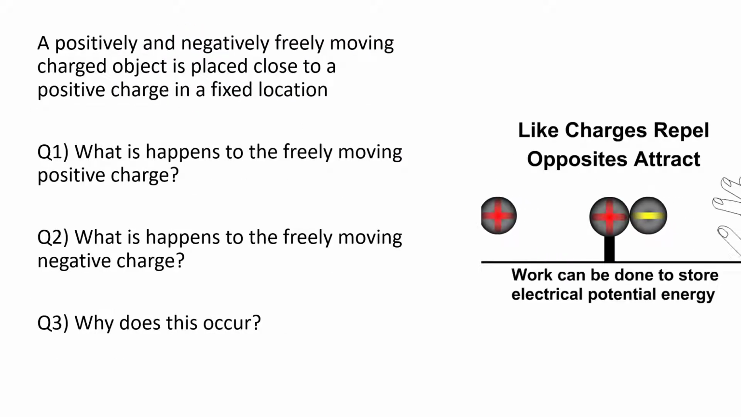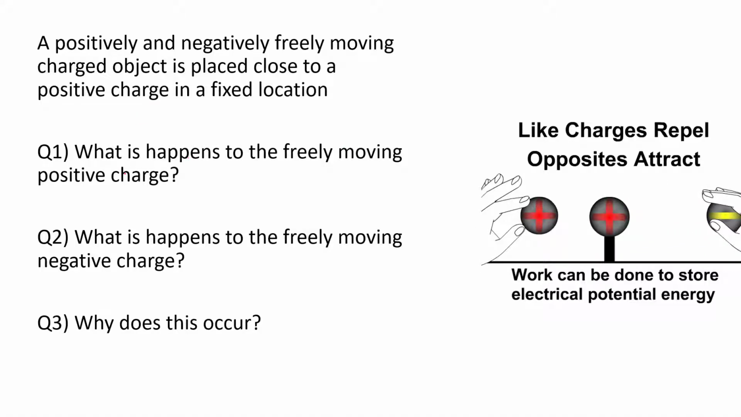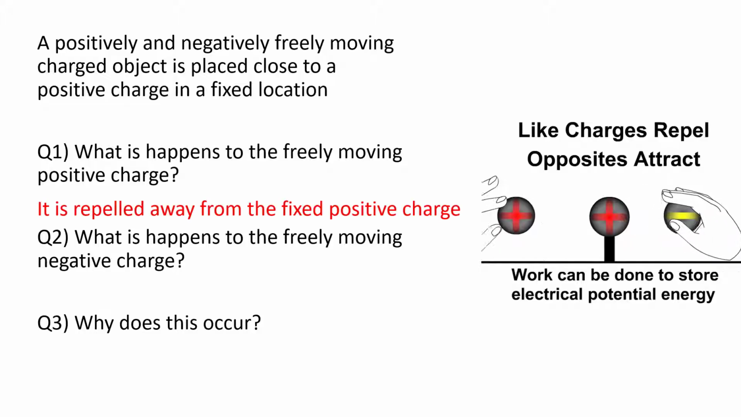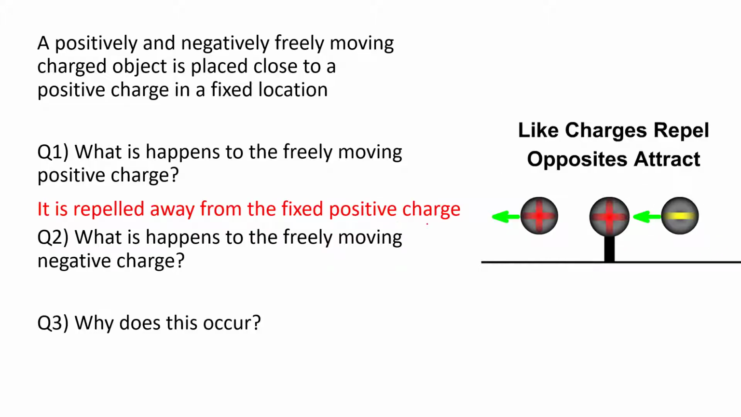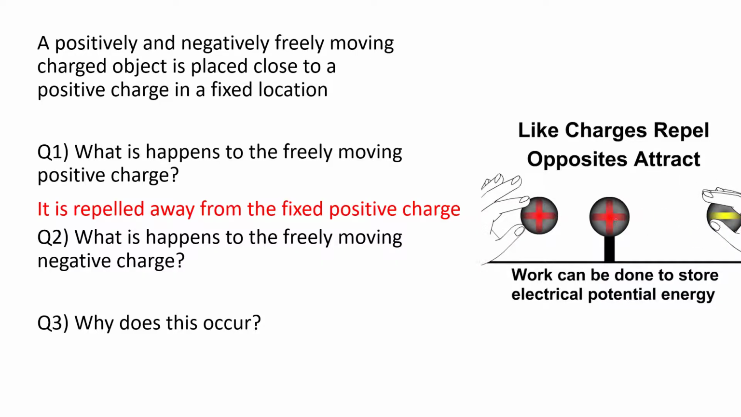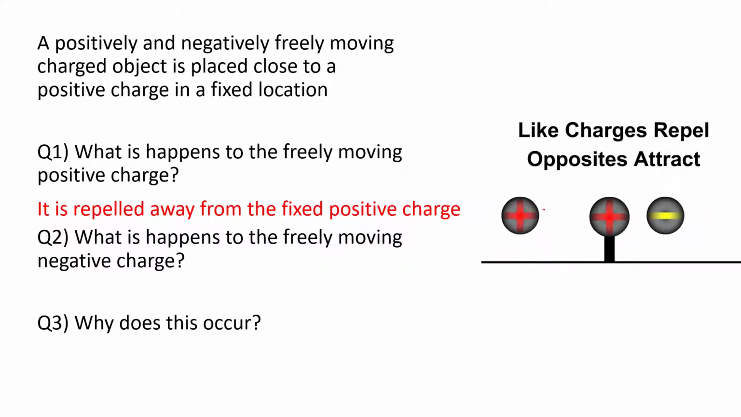Okay, so here's a couple questions. What happens to the freely moving positive charge when you look at this animation? It is repelled away from the fixed positive charge. So this is fixed because it's stuck in a place, it's not allowed to move. The only ones that are allowed to move are these two other charges that are being released.